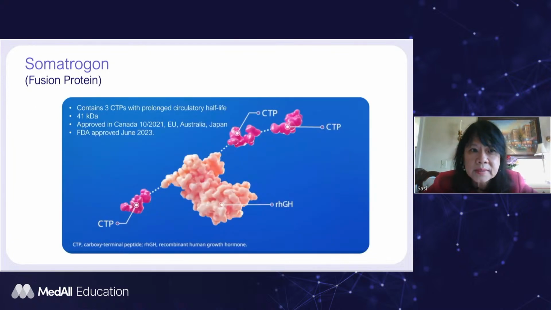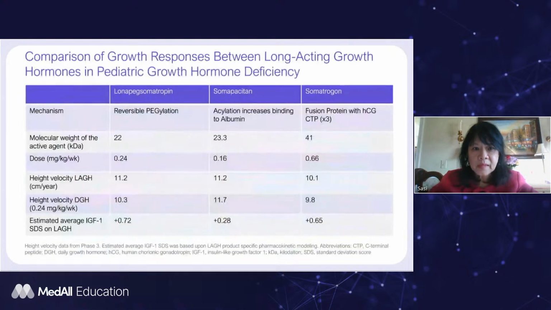And the third one is somatrogon. The technology is a fusion protein, binding 3 carboxy-terminal peptides to the growth hormone, and that can prolong the half-life. The molecule is large, about 41 kilodaltons, and this one was approved in the US in June of 2023. So this is the comparison of 3 different types of long-acting growth hormones, with different mechanisms.